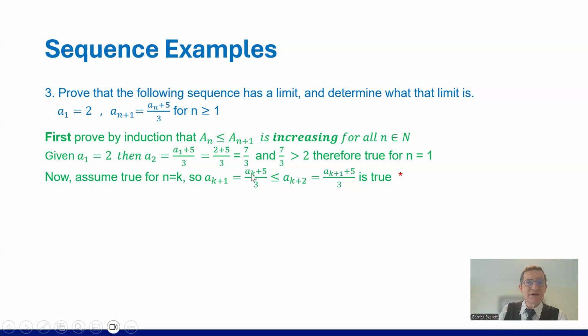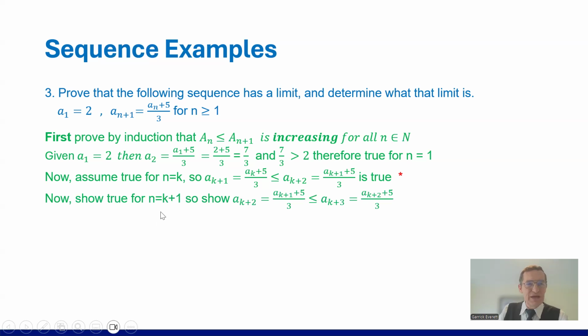A(k+1) is (A_k + 5)/3. A(k+2) is (A(k+1) + 5)/3. We're assuming this is true. Put a red star there so we can refer back to it. I'd put some sort of big star, cross, whatever symbol makes you happy, on that so you can refer to it later, because as with all induction proofs, you refer to it later, because that's how it goes. So we're assuming it's true for that.